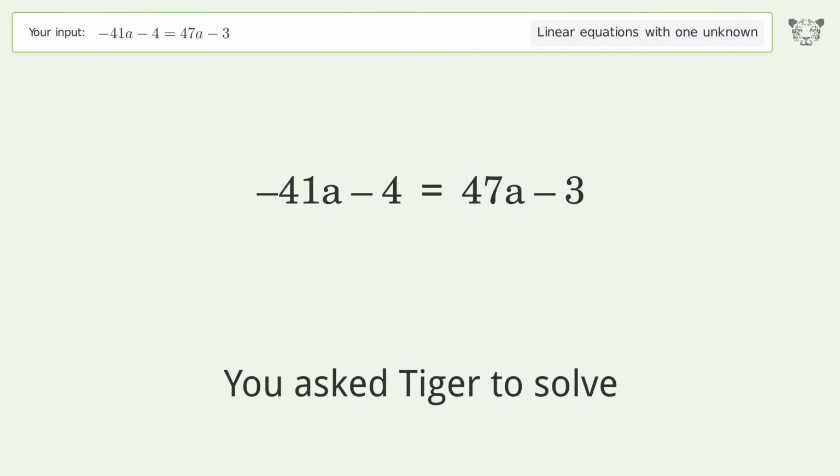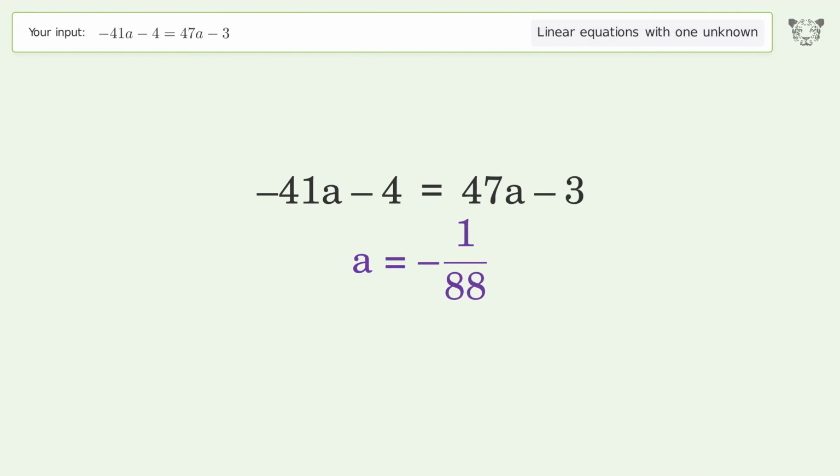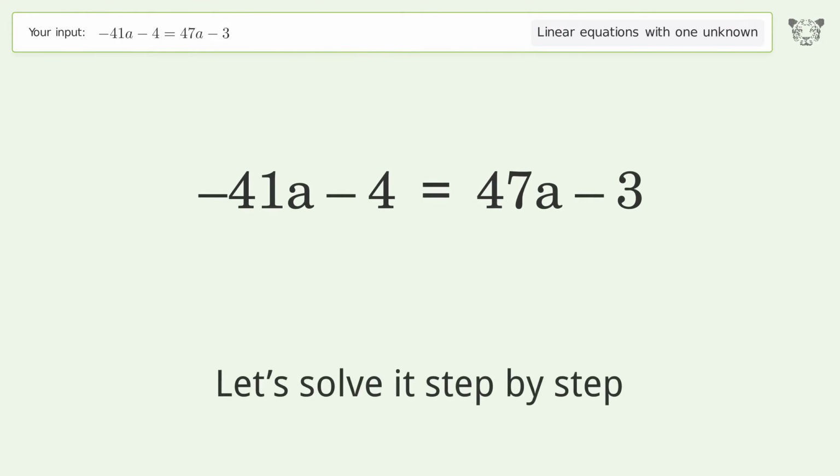You ask Tiger to solve. This deals with linear equations with one unknown. The final result is a equals -1/88. Let's solve it step by step.